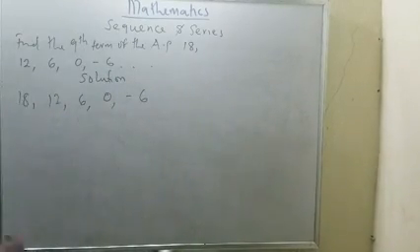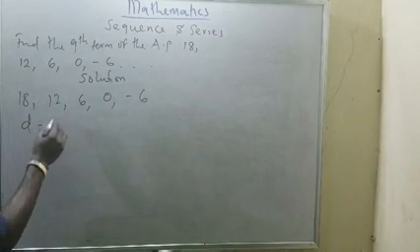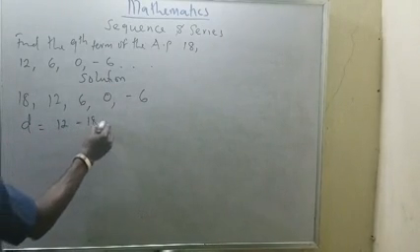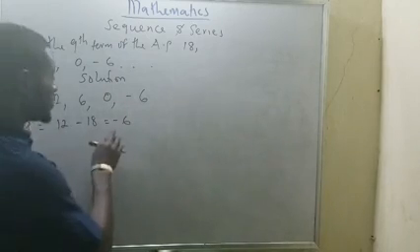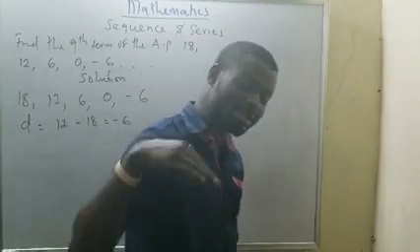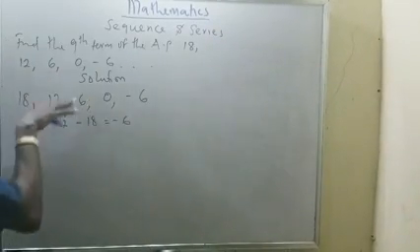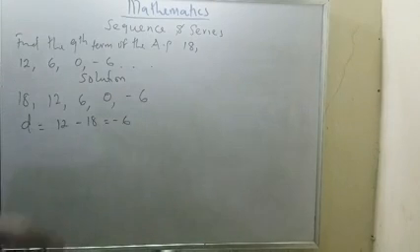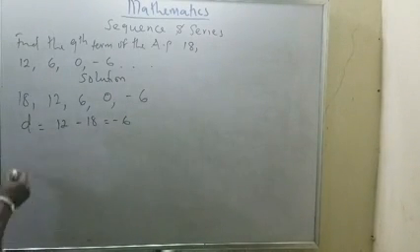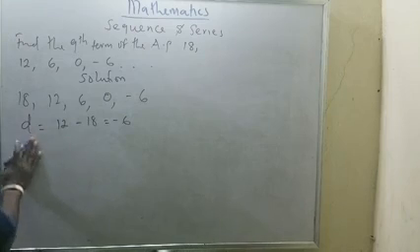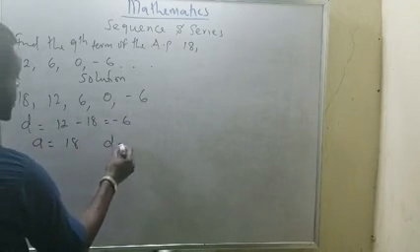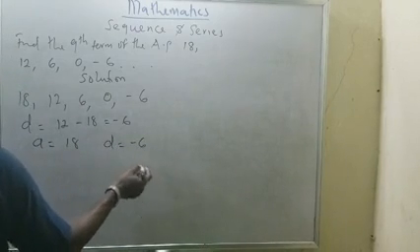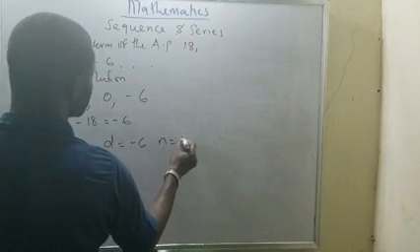Can you see that my common difference will be equal to 12 minus 18, which is minus 6? The common difference is a negative number. That is why the sequence is descending, going down. It means for my T of 9, my a will be 18. My d is already minus 6. What else do we need? My n is 9.